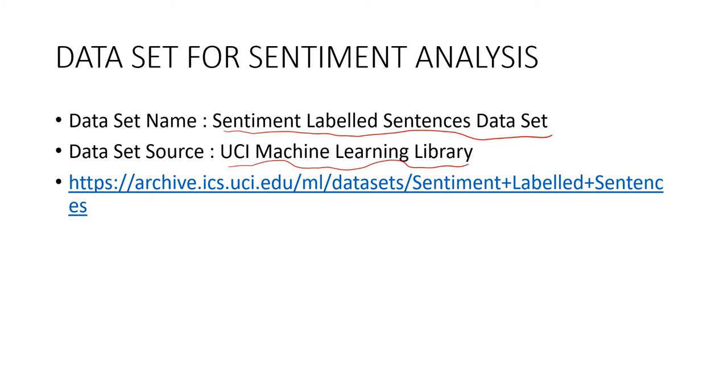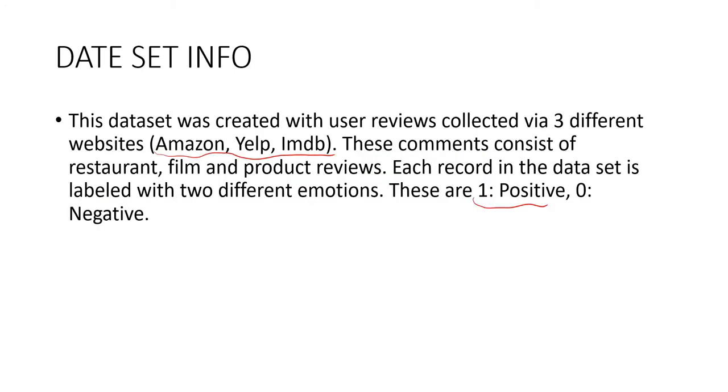Now the dataset info: this dataset was created with user reviews collected via three different websites: Amazon, Yelp, and IMDb. These comments consist of restaurant, film, and product reviews. Each record in the dataset is labeled with two different emotions: one is positive and zero is negative. I will show you the data set. I have saved it in my system, and I am using it here. I will show you that as well.